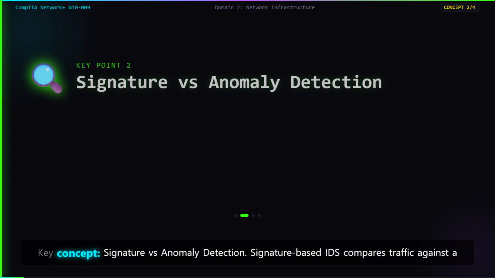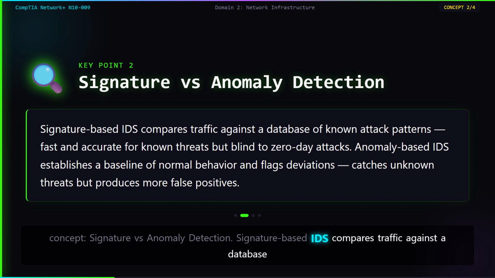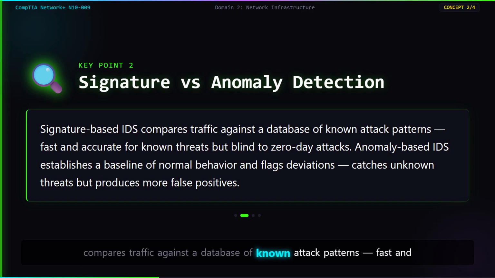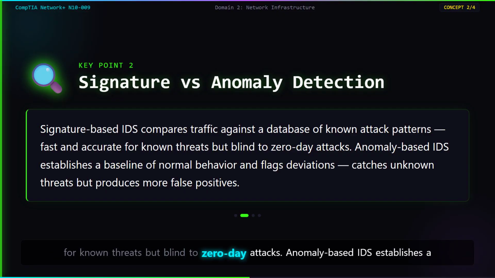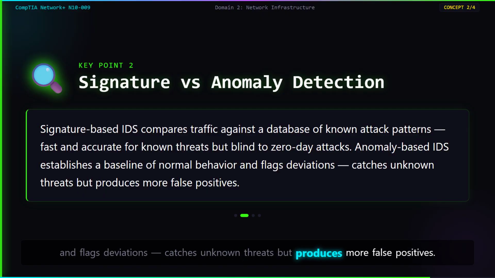Key concept: signature versus anomaly detection. Signature-based IDS compares traffic against a database of known attack patterns. Fast and accurate for known threats, but blind to zero-day attacks. Anomaly-based IDS establishes a baseline of normal behavior and flags deviations. Catches unknown threats, but produces more false positives.